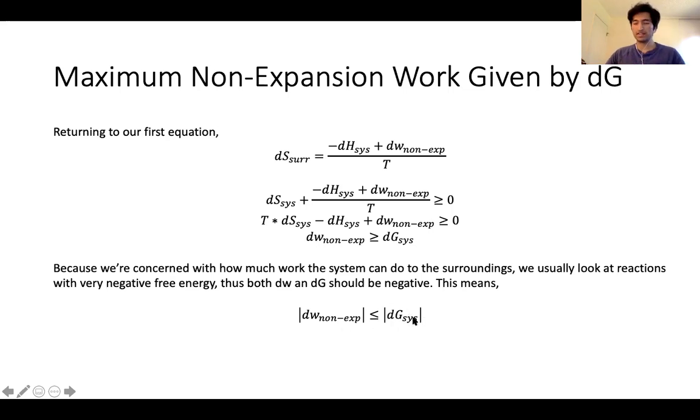And to give you an example to make this a little bit more concrete, in class, I think you've seen that the hydrolysis of ATP under standard conditions is about negative 28 kilojoules per mole. In a biological context, I think it's more around negative 60 kilojoules per mole. But as a result of that, we can say that the maximum amount of non-expansion work that is possible is something like negative 60 kilojoules per mole.